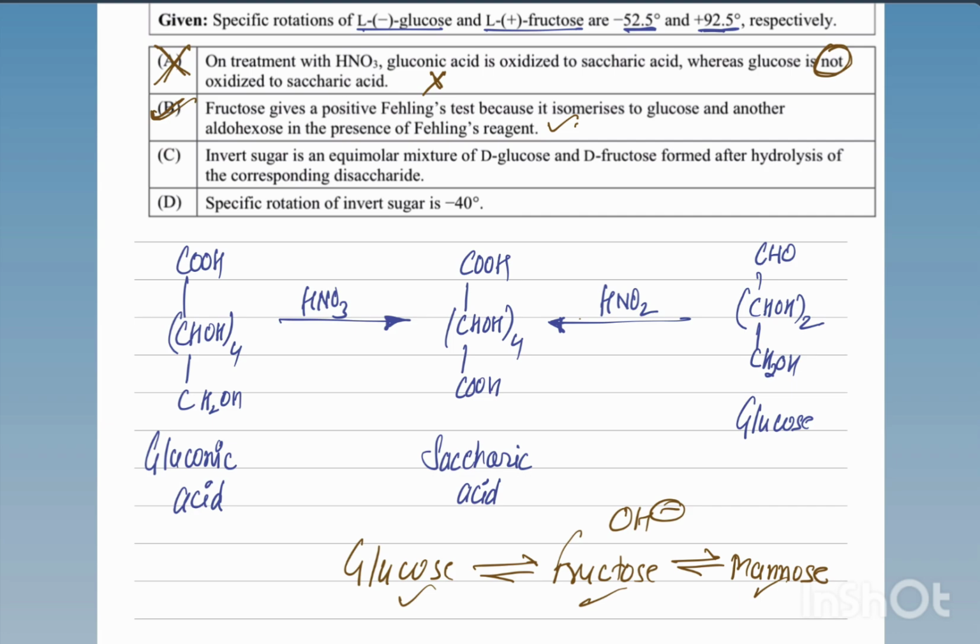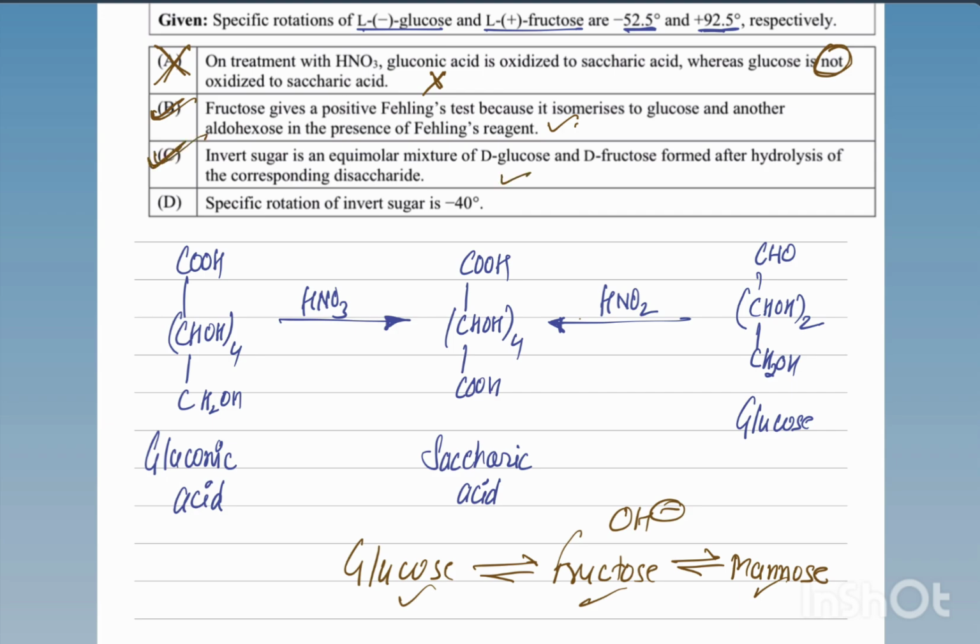D-glucose and D-fructose, when it is an equimolar mixture formed by hydrolysis, is known as the invert sugar, and it is formed from the hydrolysis of sucrose, which is a type of disaccharide. So the C statement is also correct.